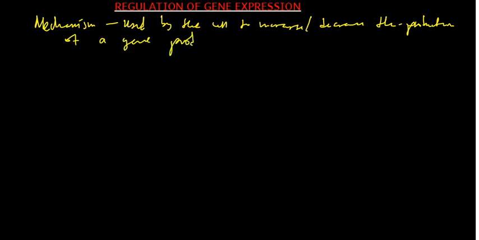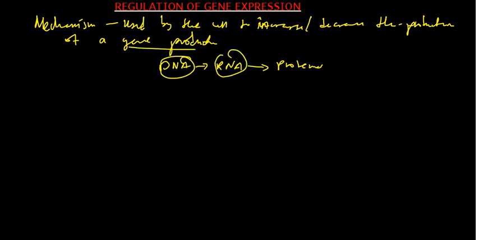So this is what we are referring to as regulation, a mechanism used by the cell to either increase or decrease the production of a gene product. This gene product, we've said, can either be RNA or a protein, because DNA is going to be converted into RNA in the process called transcription. RNA will now be converted into proteins in a process called translation. And so any of these two are called the gene products.